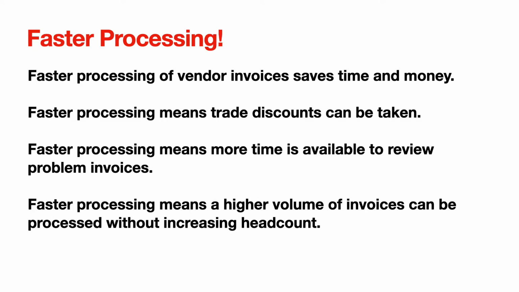AP Pro means faster processing. Faster processing of vendor invoices saves time and money. Faster processing means trade discounts can be taken. Faster processing means more time is available to review problem invoices. Faster processing means a higher volume of invoices can be processed without increasing headcount. AP Pro means faster processing.